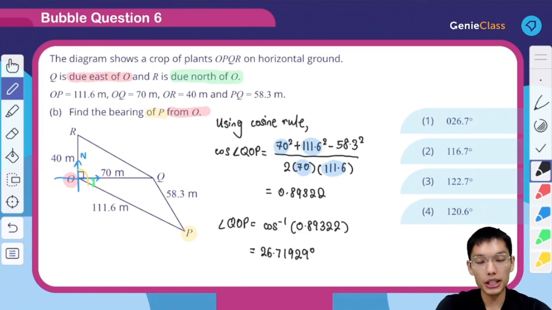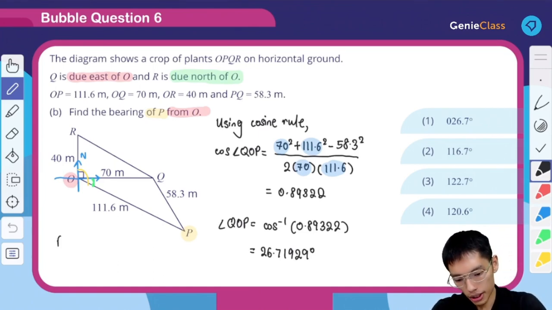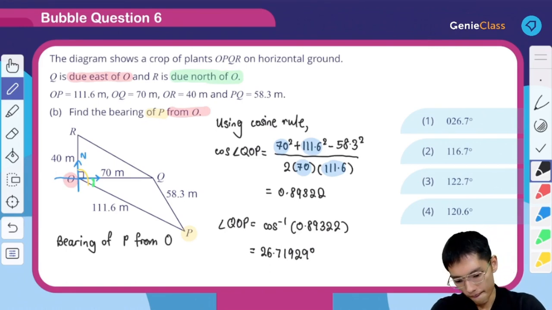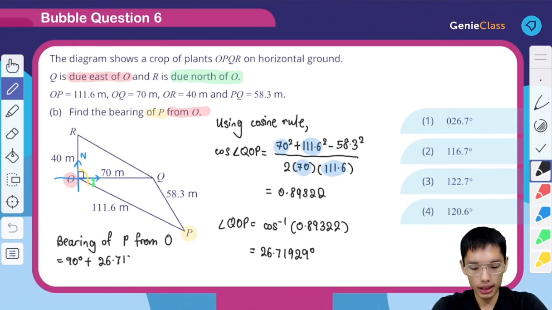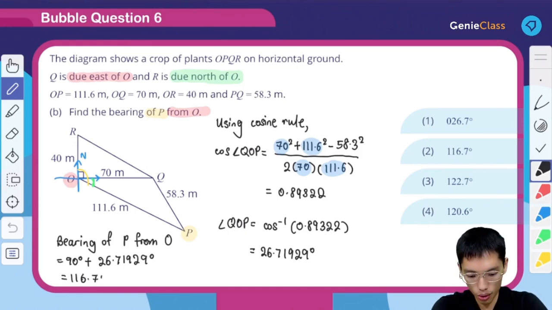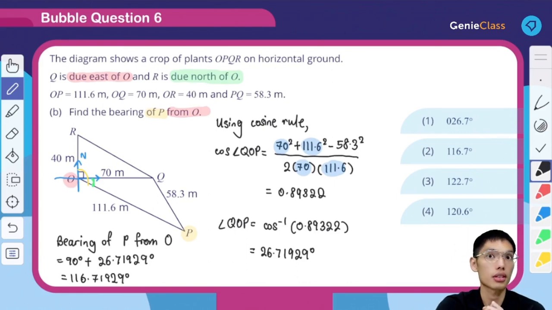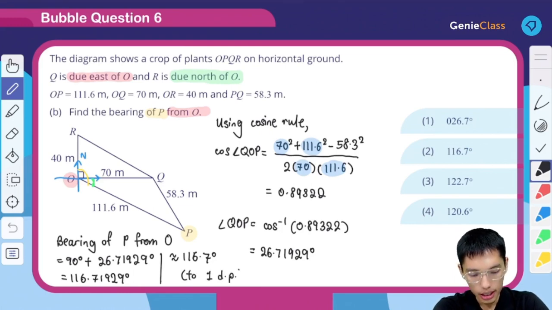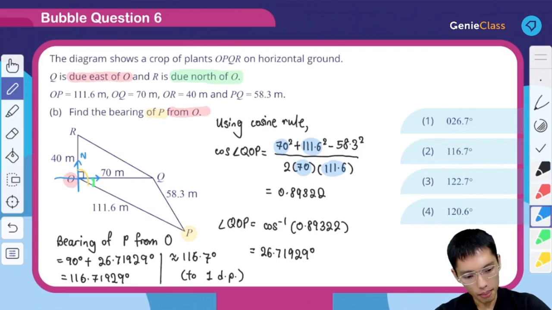And after that, that's where we want to find the bearings. I have the green angle. I know the first one because of the bearing of P from O. What is it going to be? 90 degrees plus 26.71929. Add them up, this is going to be 116.71929 degrees. From there I need to round off to one decimal place, so 116.7 degrees. You have to take note, guys, one decimal place over here. Henceforth, my answer number 2.